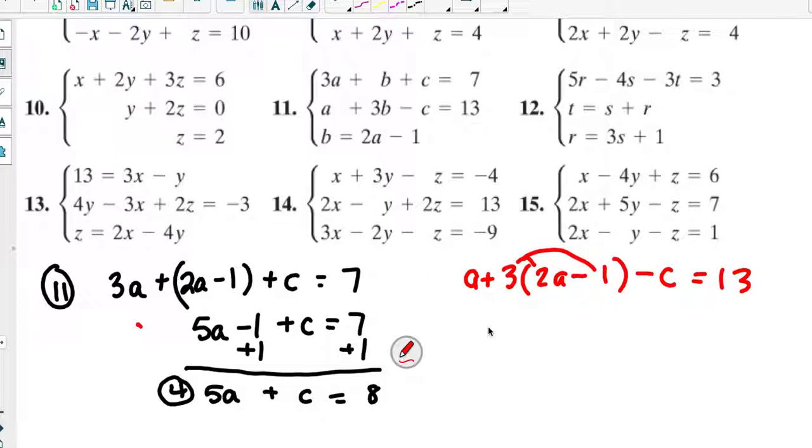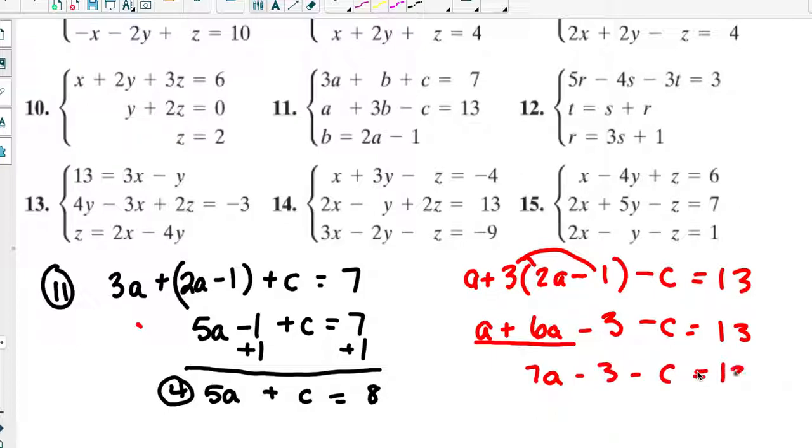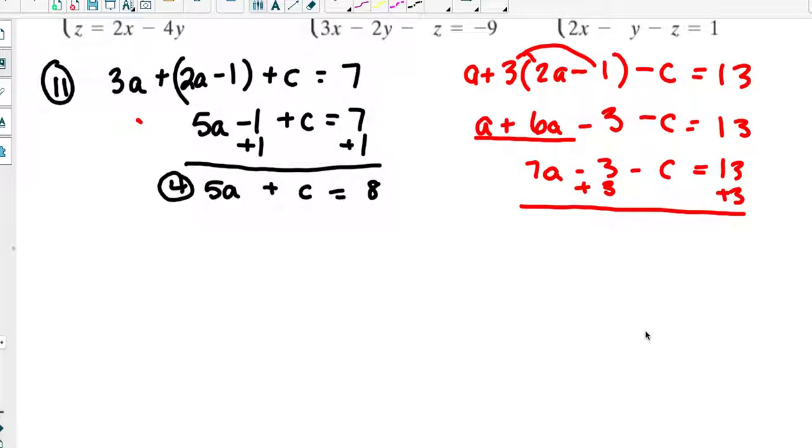We're going to distribute that 3. So a plus 3 times 2a is 6a. 3 times negative 1 is negative 3. And then you have minus c equals 13. Add the a and the 6a together, giving you 7a minus 3 minus c is 13. We're going to add 3 to both sides. And then you have 7a minus c equals 16. And then this is equation 5 because we created it by putting equation 3 into equation 2.